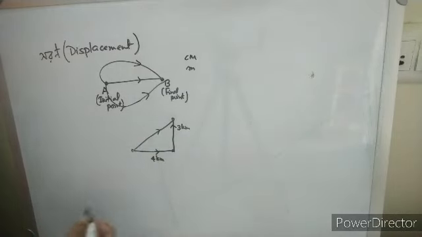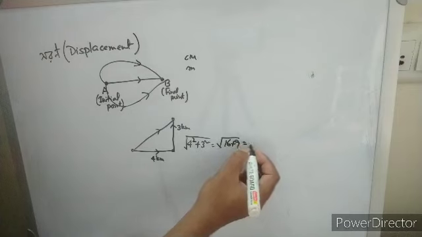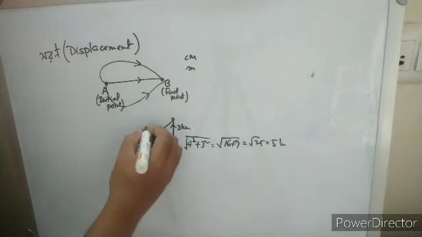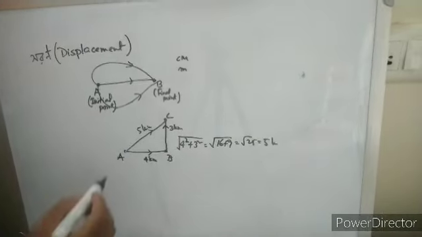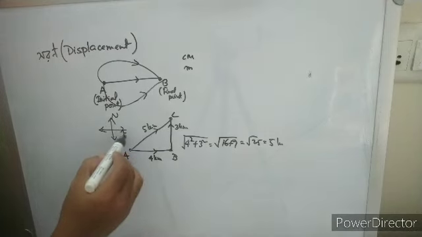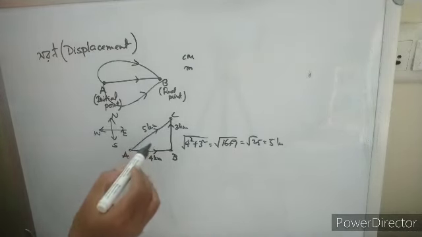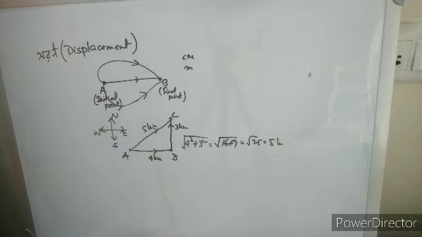So what is the value of this displacement? It is very simple: root over 4 square plus 3 square. Therefore we have root over 16 plus 9 equals root over 25 equals 5 kilometers. Therefore the value of the displacement is 5 kilometers and the direction is from A to C. If we express it in terms of north, south, east, west, it is actually northeast. The direction of the displacement is northeast. Okay. So this is about displacement, because it has not only value but direction too.